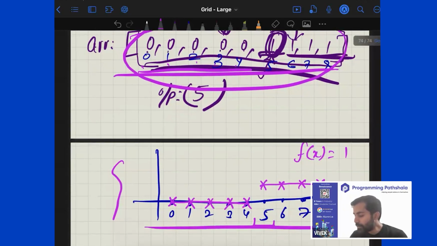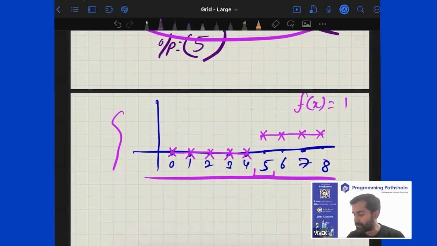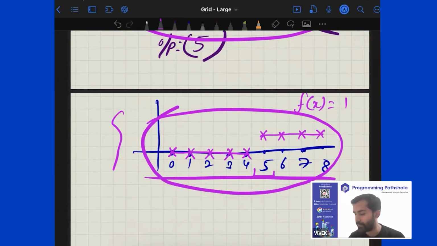So, you are about to see a lot of problems on binary search where you will have graphs of this kind. And the question will be either find me this point or find me this point, which is either find me the first point where the value is true or find me the last point where the value is false.